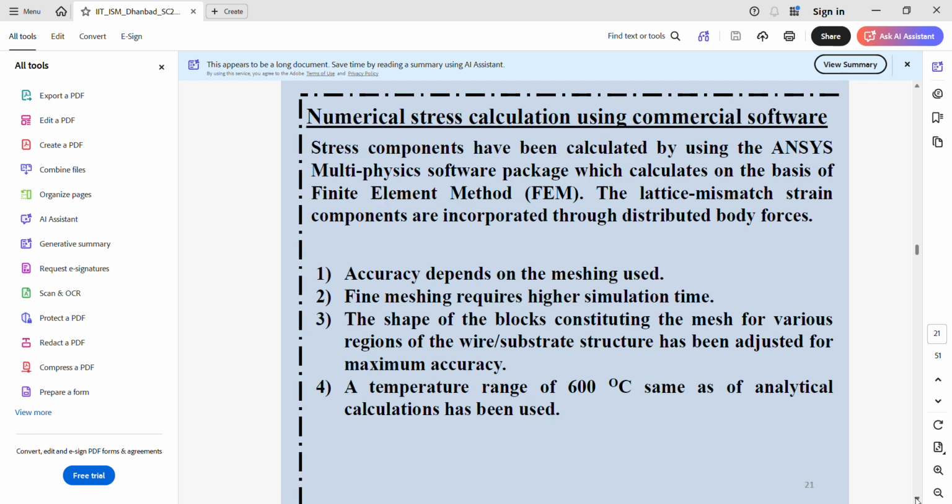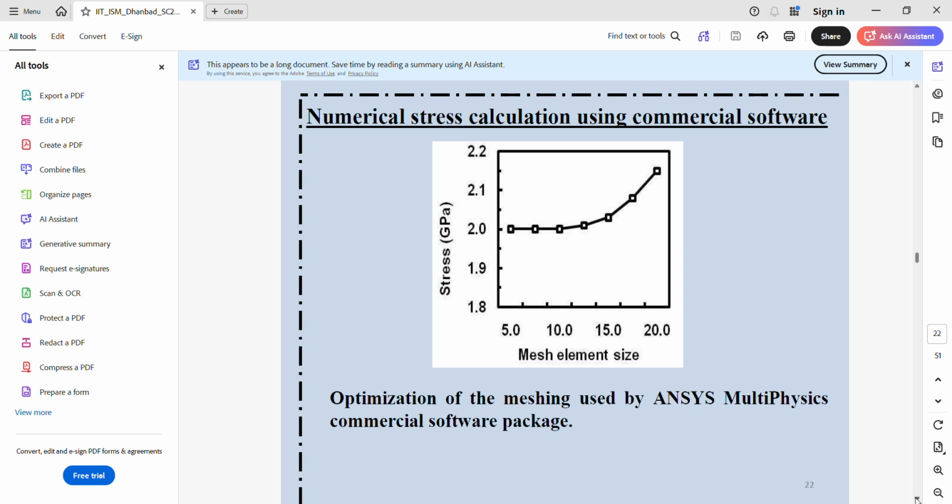For ANSYS multiphysics software, we have used the finite element method. We have calibrated the software with experimental results and our analytical results as well. And this must be clearly borne in mind that the finer the mesh of the structure used in our ANSYS simulator, the better the results. However, increasing the mesh fineness also increases the time of simulation. Therefore, there has to be an optimization between the fineness or coarseness of the mesh and the time of simulation.